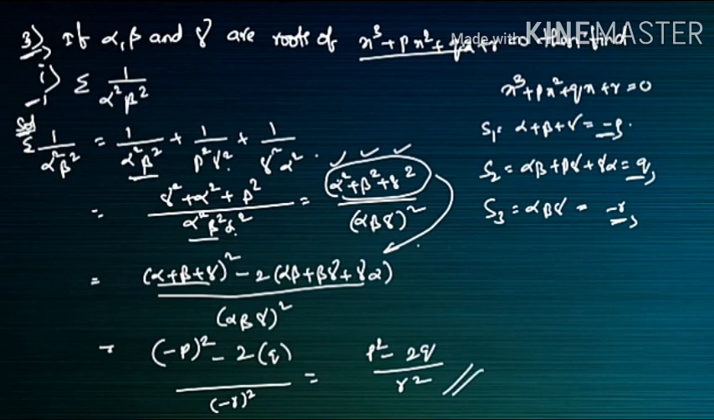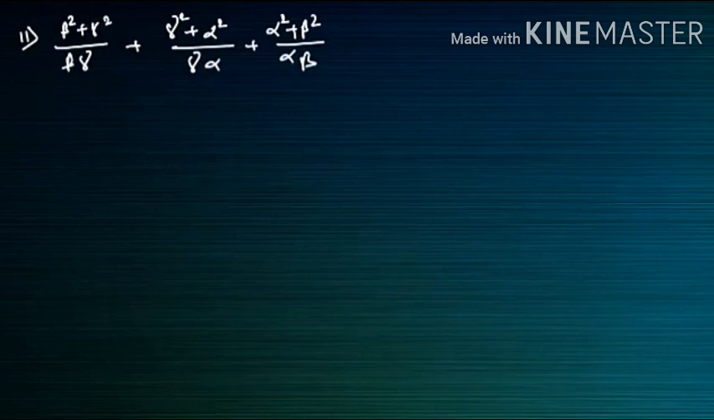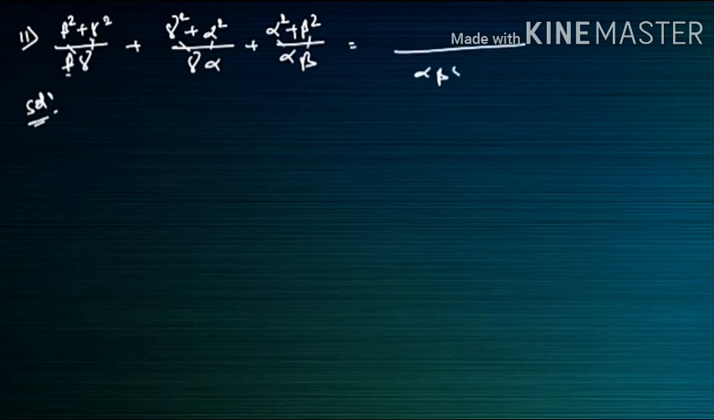Okay, now moving to the next question, the second one. In this, the first one and second one we are going to find. Now the second question's solution here. The second question is given like this: alpha by beta gamma plus beta by gamma alpha plus gamma by alpha beta. So the LCM will become alpha beta gamma.